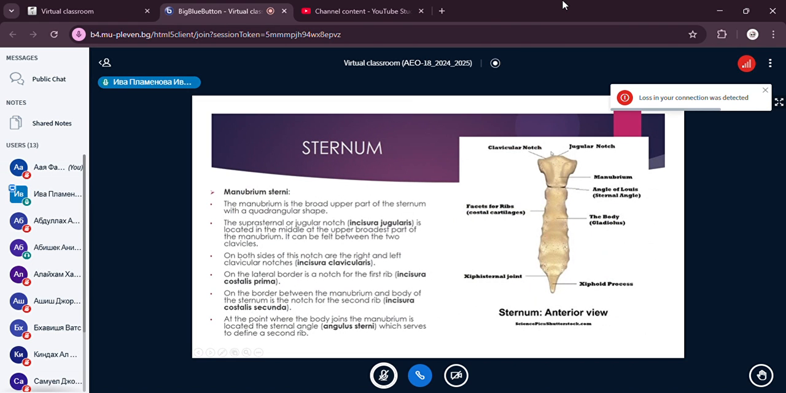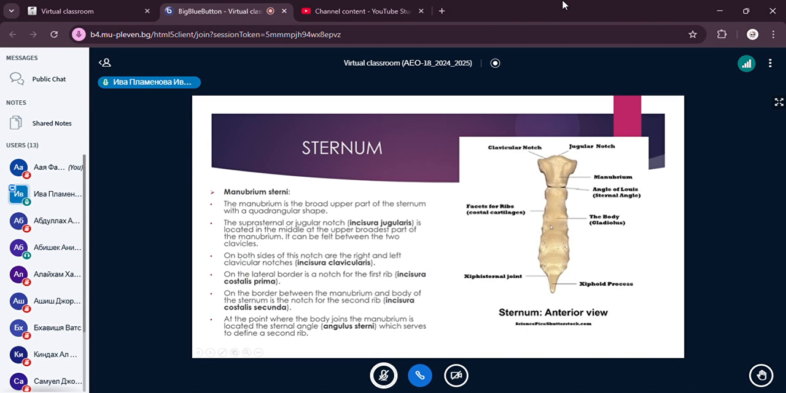In Latin, the jugular notch is called incisura jugularis, just on the middle of the upper part of the manubrium. On both sides, I told you, we have clavicular notch or incisura clavicularis, of course, right and left. On the lateral border, we have a notch or facet for the first rib, incisura costalis prima. Prima means the one about the first rib.